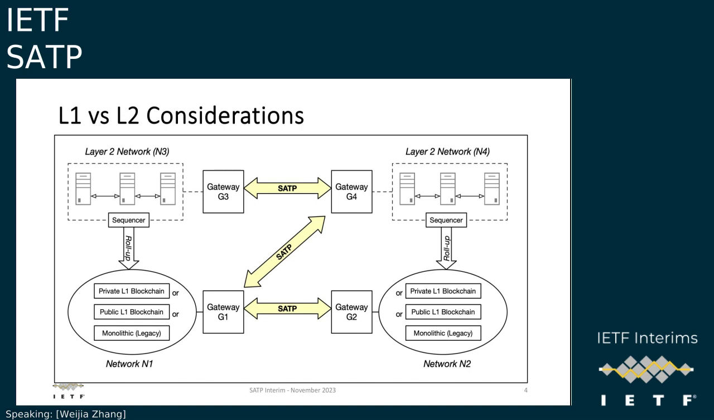So this loop, you can have G1 to G4, G4 to G3, and then G3 to G1. Technically, you should be able to do that. And then you have a loop, and how do you maintain the consistency over there? That's why I think I'm struggling also here. And then there's finality there, because how long do you wait to ensure that the other side is finalized?